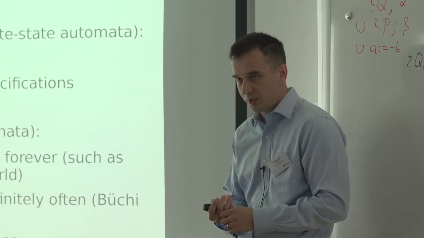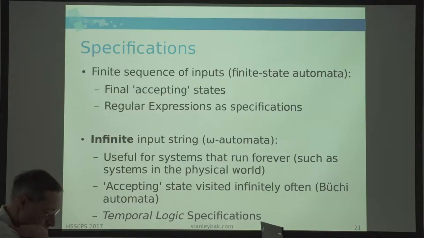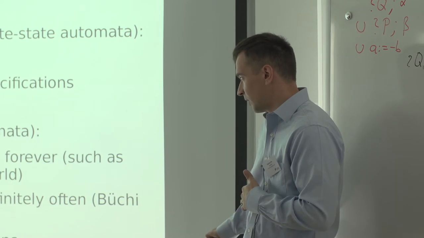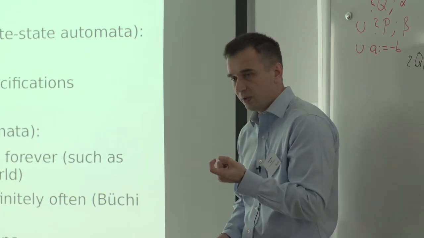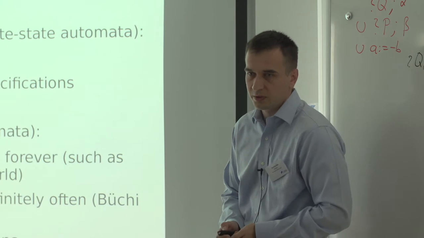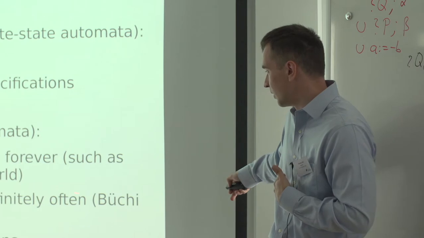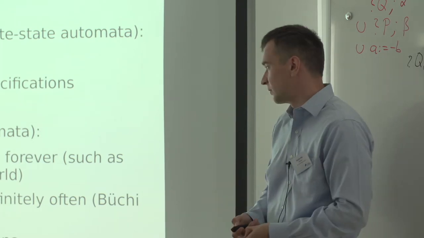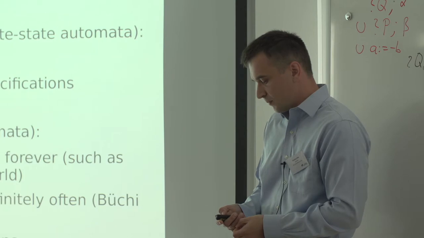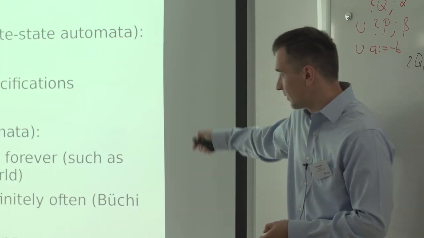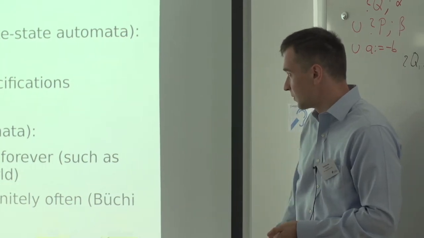So the first extension that people do to finite state machines is they consider infinite inputs, right? So this is a system that's interacting with the world continuously. Then you have things like omega automaton. Things in the physical world usually model them as running forever, so that's why these are useful. Rather than having a final accepting state, typically there's different sorts of conditions on what accepting strings are for omega automaton, but one could be that a state is visited infinitely many times.